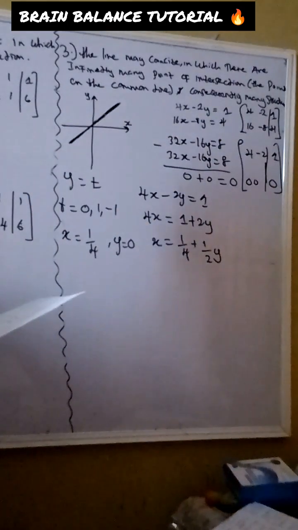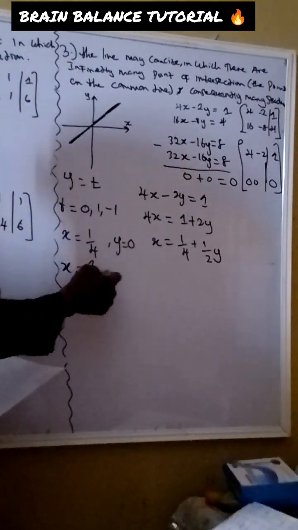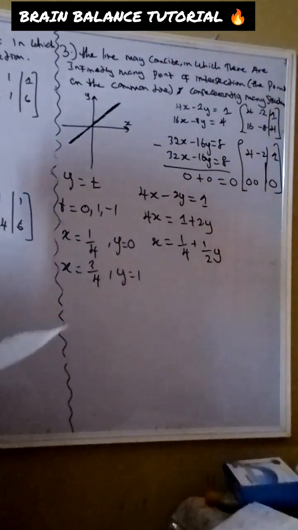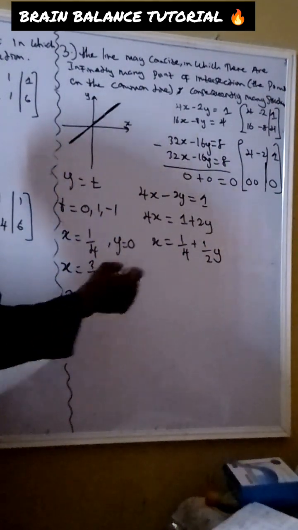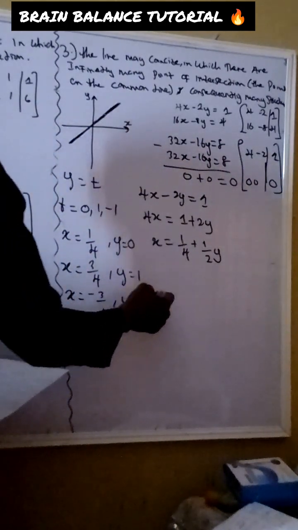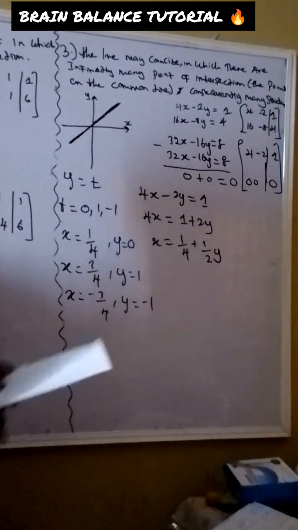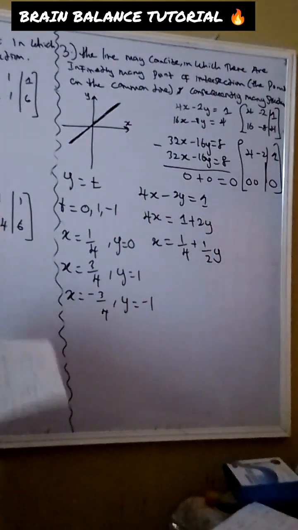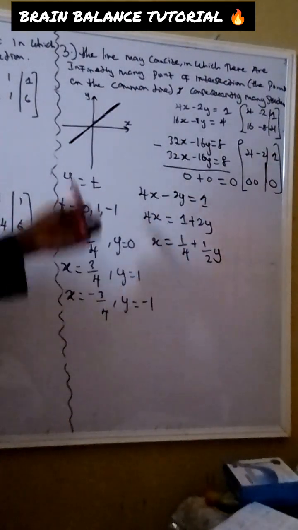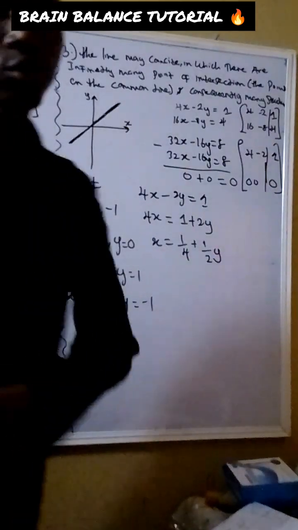So at t equals 1, you have x equals 3 over 4, and automatically y equals 1. So if t equals negative 1, you have x equals negative 3 over 4 at y equals negative 1. So all these have yielded a lot of solutions. It will give a series of solutions. So at this point, we say we are being bombarded with what? With infinitely many solutions. So that is what we call infinitely many solutions.